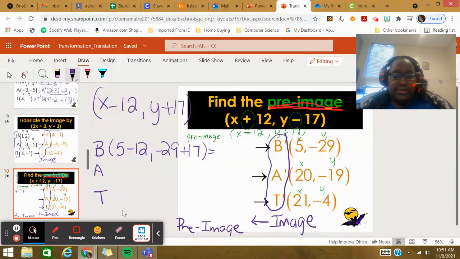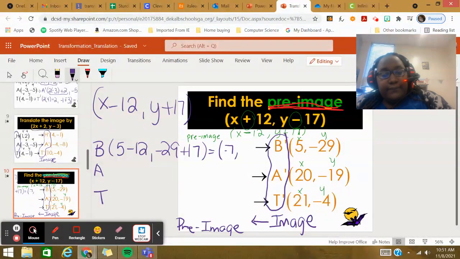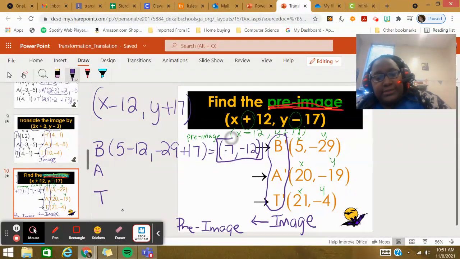So in my calculator, I'm literally going to do 5 minus 12, which will give me a negative value. It's going to give me a negative 7. And then I'm going to do a negative 29 plus 17, which will give me a negative 12. So here's my b, negative 7 and negative 12. All right. Now, again, I'm going to do the exact same thing for A and for T.